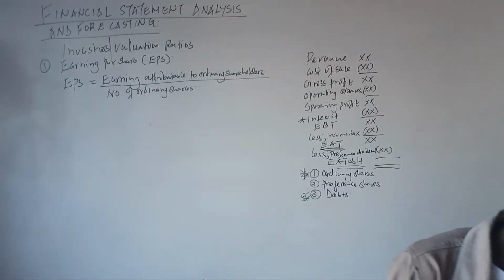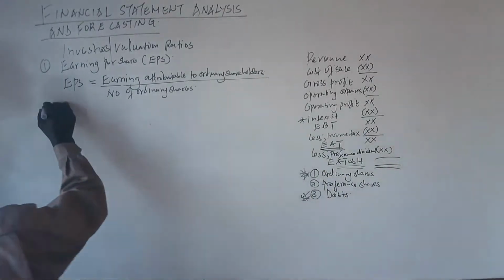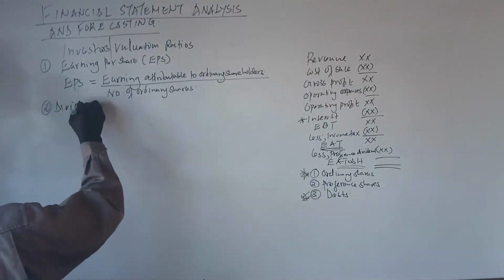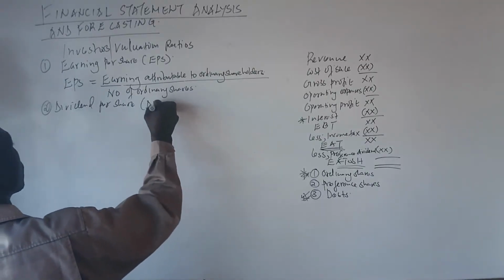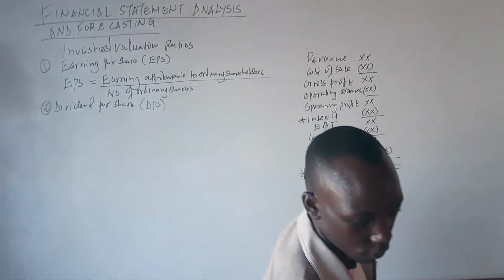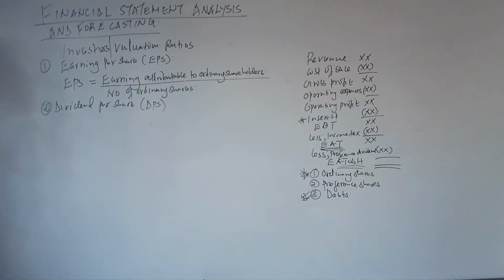Then we go to number two, dividend per share, DPS. Let us talk about the DPS. So write and say that this indicates the actual cash received by an investor as dividends for each share held.